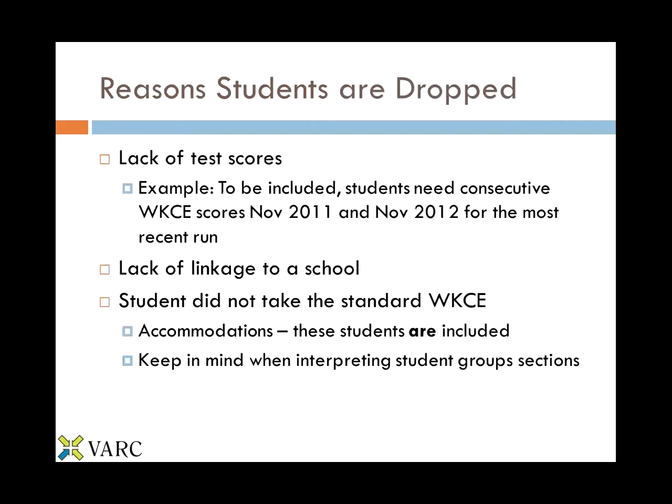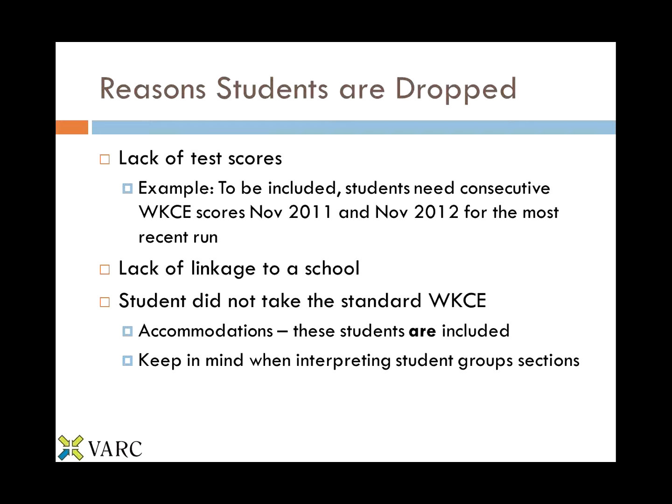I want to talk about, again, related to number of students, why might this be lower than what you're expecting? Like maybe you know that there's 60 third graders at your school and there's only 55 in my report. What happened to those 5 kids? Here are some examples of why the number might be lower than you're expecting. It might be that there's lack of test scores. We need to have both November 11 and November 12 scores for these kids in order for them to be included in our model. We need to have a definitive data file that tells us that this kid went to your school. If that's missing, if we can't tell that Jimmy was at your school, then we can't link it and put it on your report. That's usually not the case that that's missing, but just FYI.